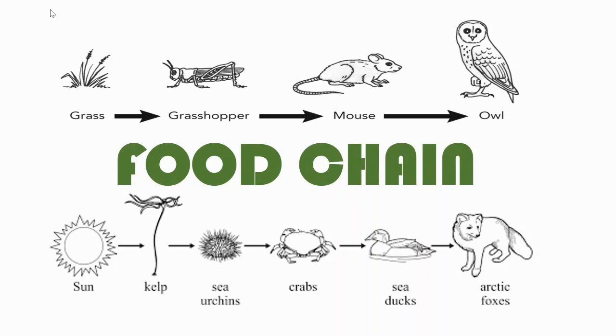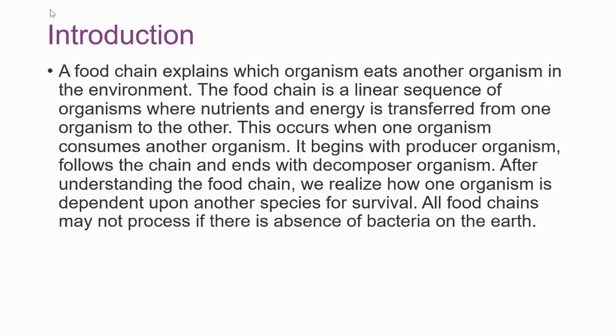Welcome to our channel. The topic which we'll be studying today is food chain. For the introduction, a food chain explains which organism eats another organism in the environment. The food chain is a linear sequence of organisms where nutrients and energy are transferred from one organism to another. This occurs when one organism consumes another organism. It begins with a producer organism, follows the chain, and ends with a decomposer organism.